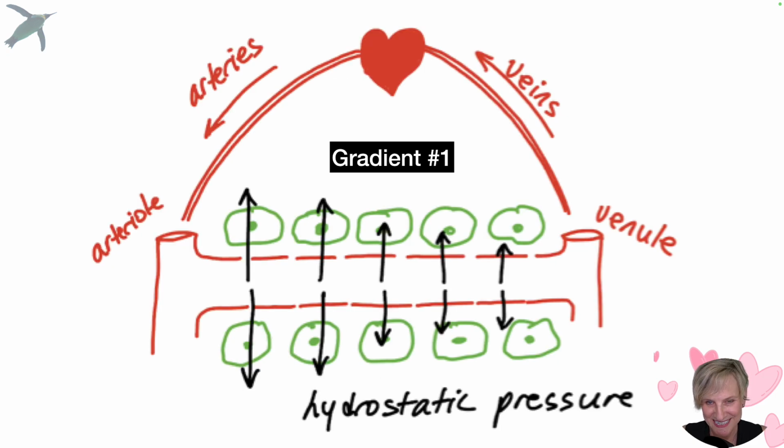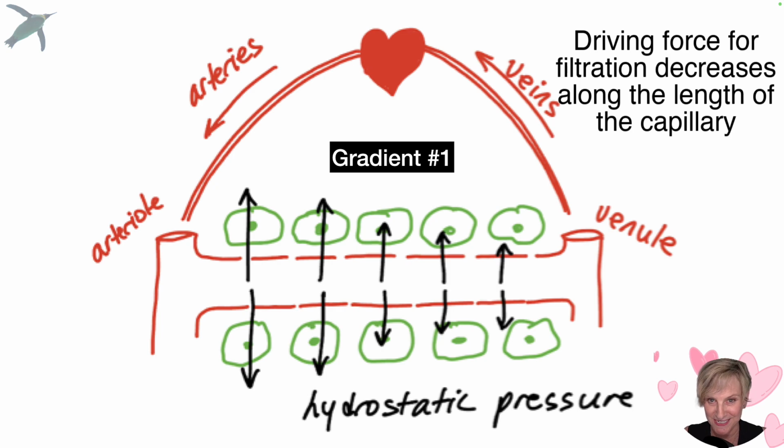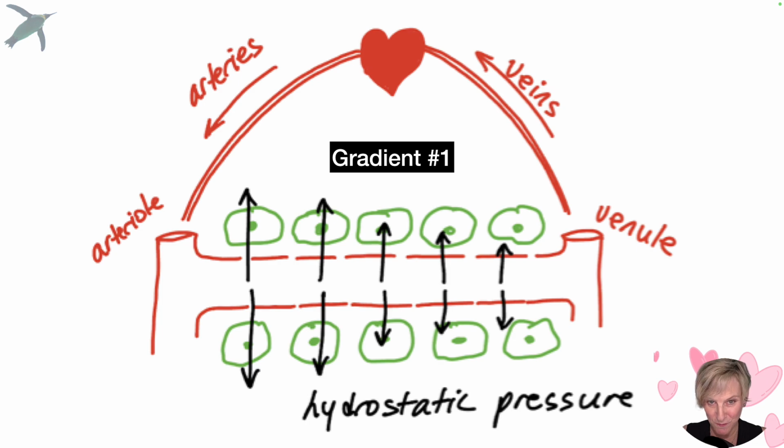Gradient number 1, that hydrostatic pressure gradient. Remember, this is a filtration force from the blood to the cells that decreases along the length of the tube, right? The farther away you get from the source of the pressure, in this case the heart, the lower that outward force becomes. Remember with that irrigation tubing, that pressure decreases along the length of the tube. Okay, you got it? That's a filtration force that decreases the farther away from the heart you get.